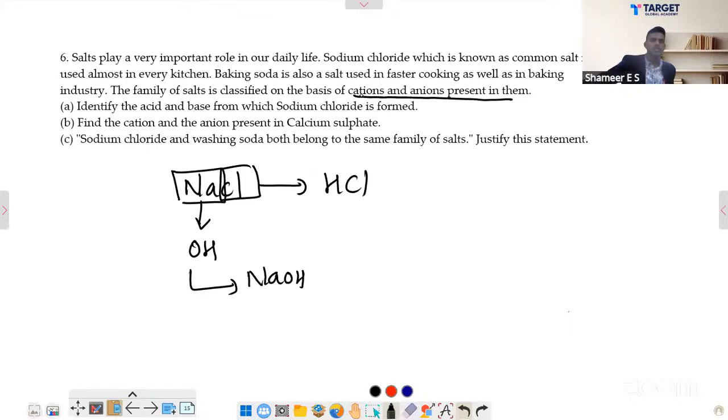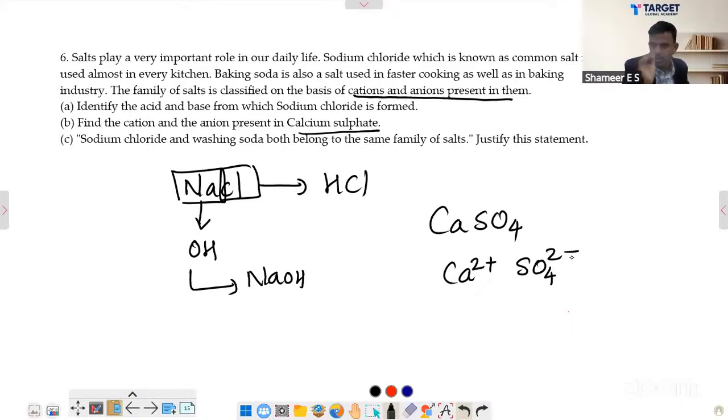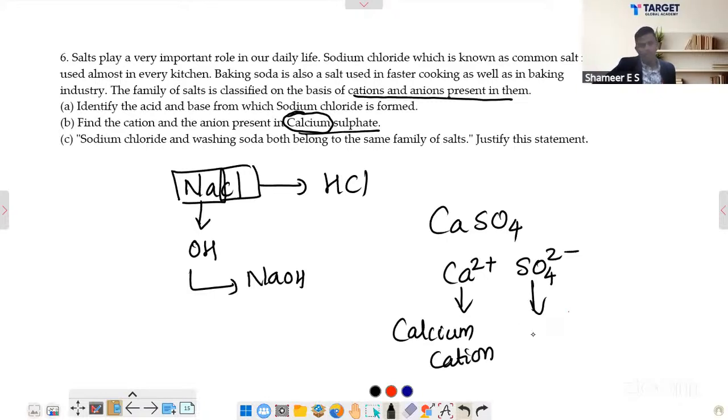Next, find out the cation and anion present in calcium sulfate. Calcium sulfate formula is CaSO4, so it will be Ca2+ and SO4 2-. Or suppose you don't know the symbol of sulfate, just write it like this. The first one will be the cation, so you can write calcium cation, and sulfate anion. This way also you can.